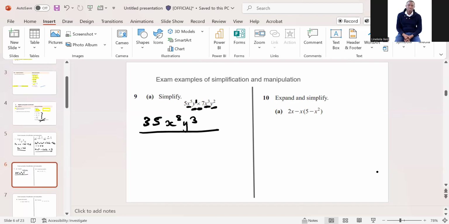Just be careful, like I said before, that you only add the exponents when you're dealing with multiplication. If it was division, it will be the other way around. Division, you don't add the exponents, you subtract the exponents. All right. Then again, expand and simplify. And really just the basic things. Just pay attention to the signs. Very, very important. Pay attention to the signs.